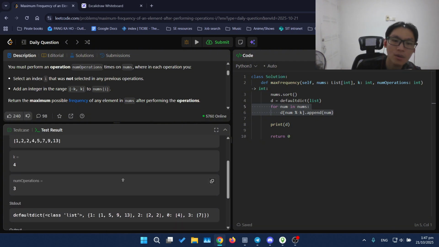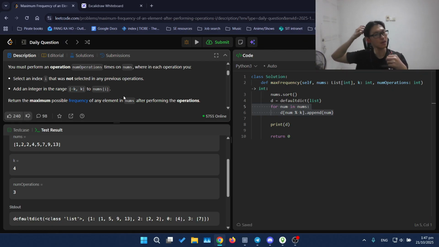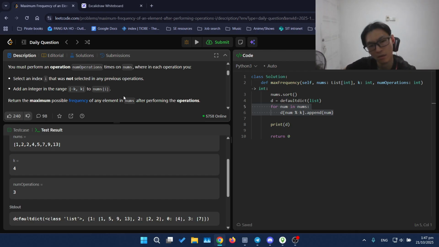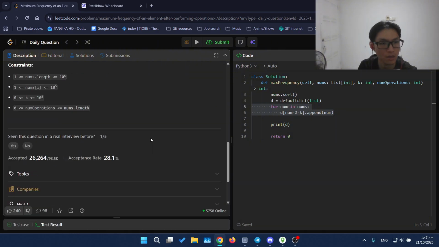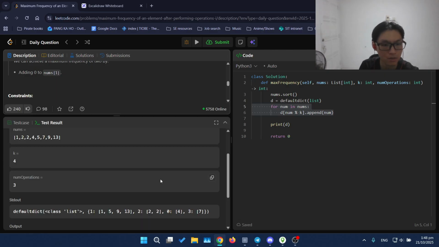Oh, I see. Okay, that's because we don't have to add k. We can add any integer in this range to it. Yeah, okay. Actually, the numbers of I is only up to 10 to the power of 5? Interesting, okay. Okay, let's draw it out then.